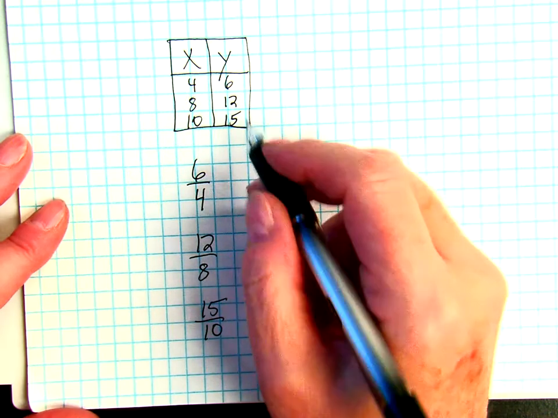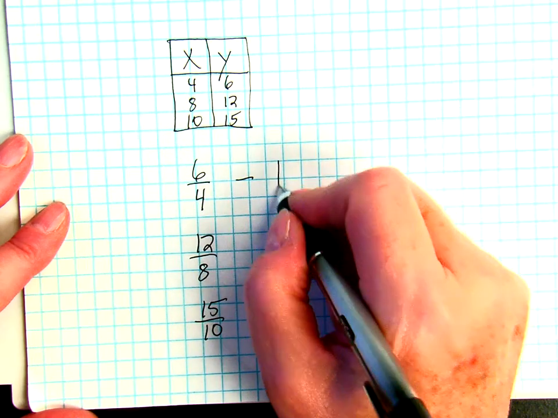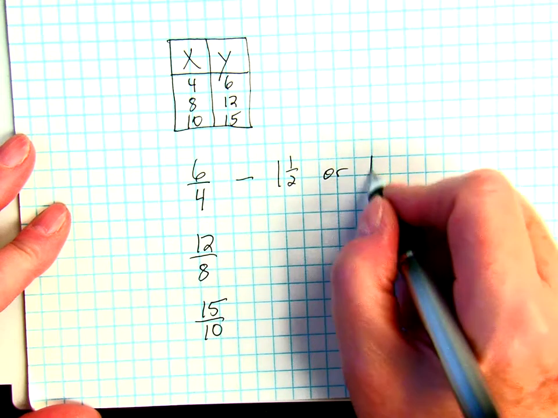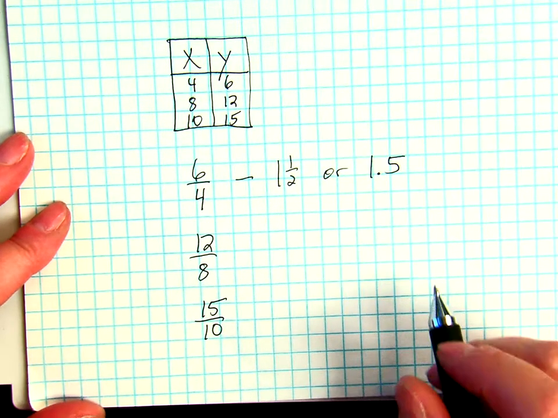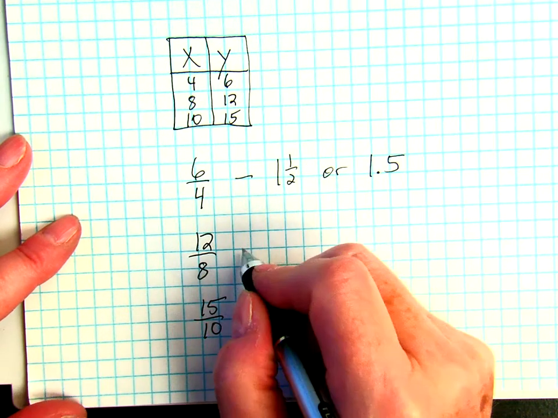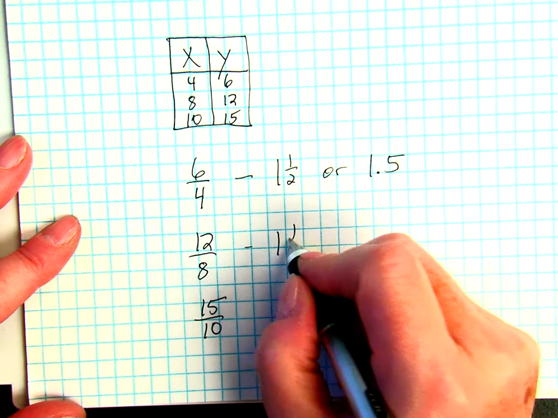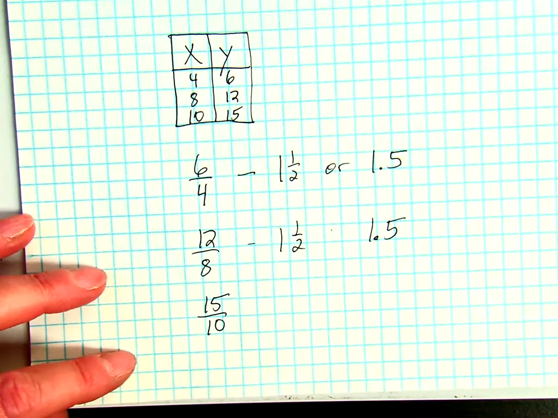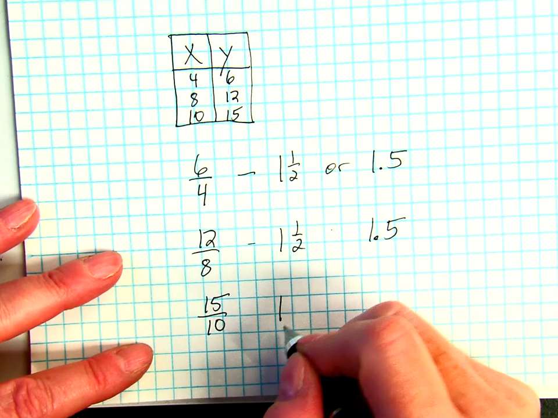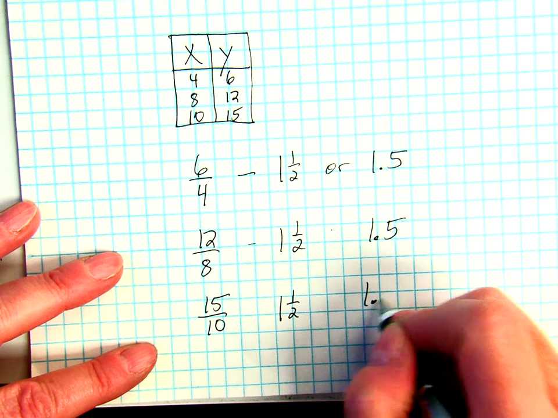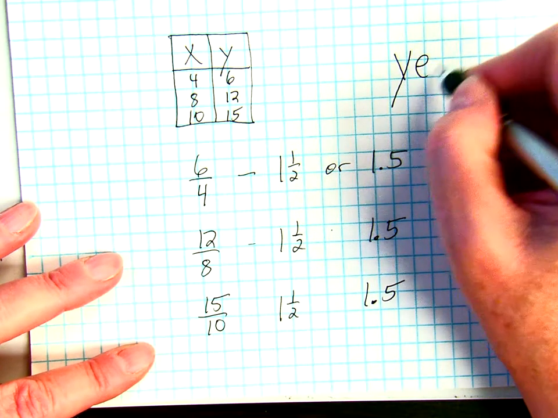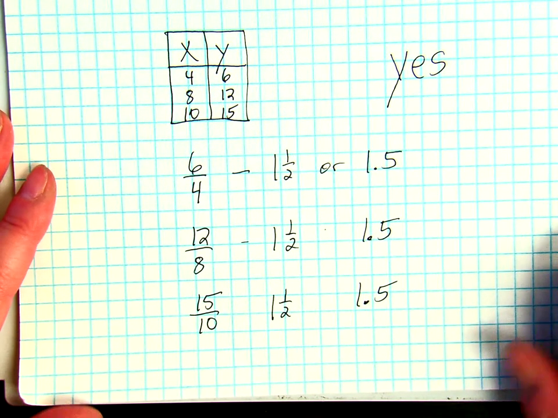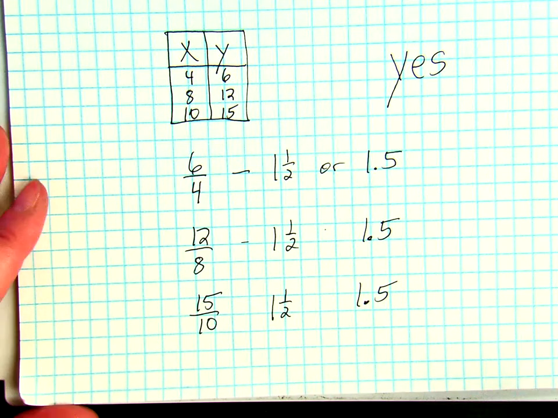When I put 4 into 6, I get 1.5. Here 8 goes into 12 once with 4 over 8, or 1/2, so I've got 1.5. And 10 goes into 15 once with 5 over 10, which is 1/2, which is another 1.5. This is a direct variation. Okay, so I think that is enough information.